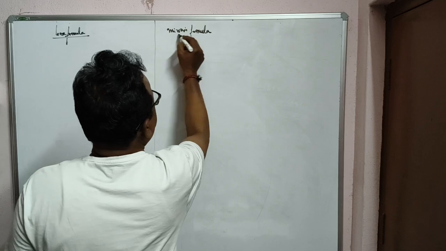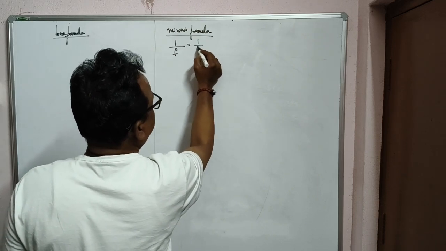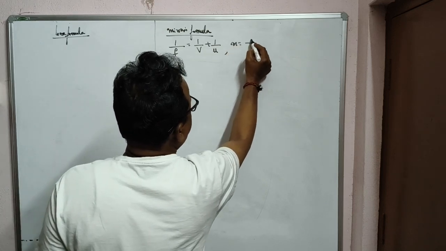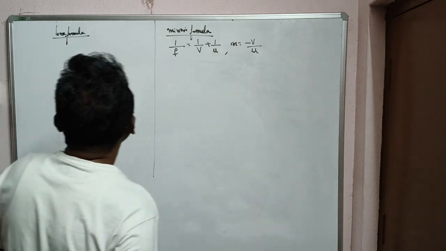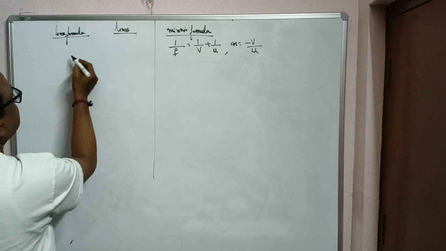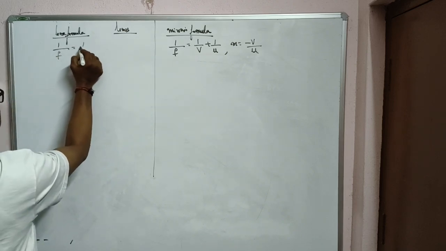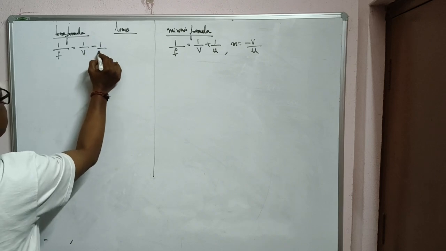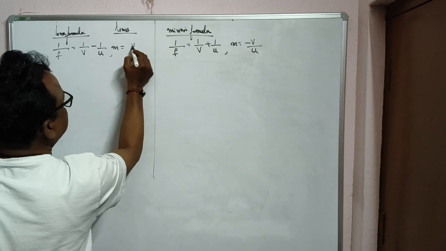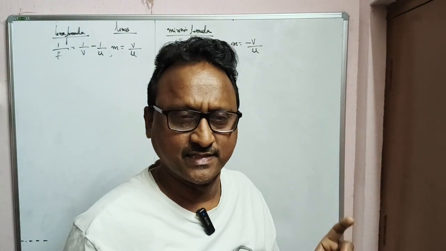See, how to remember it also I will tell you easily. Mirror formula: 1 by f is equal to 1 by v plus 1 by u. Magnification is minus v by u. Now coming to lenses, the lens formula is the opposite of this one. 1 by f is equal to 1 by v minus 1 by u. Magnification, here minus means here plus, v by u. See, this is how you have to remember the formulas in lenses.